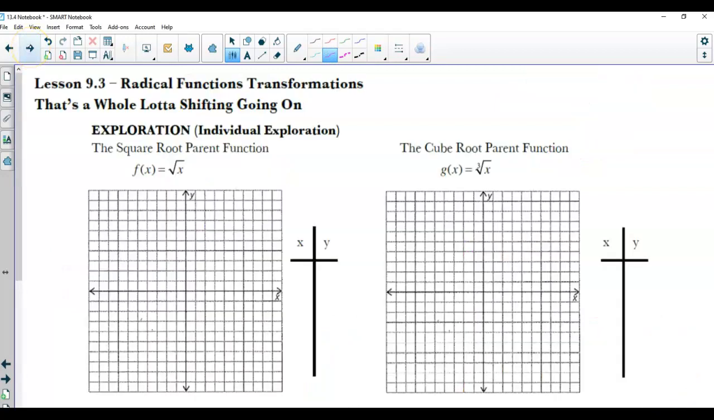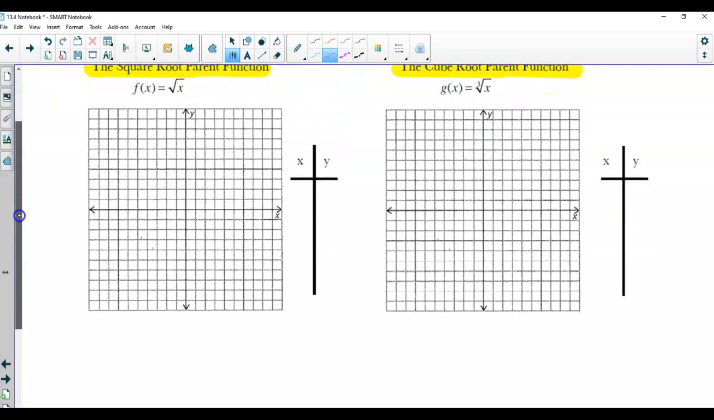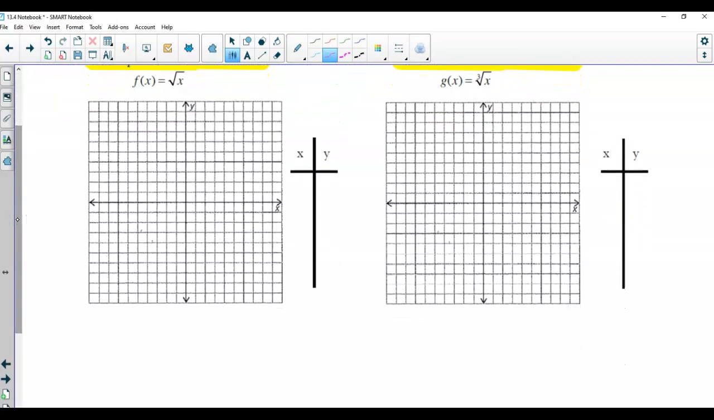So what we're going to do here, there's a whole lot of shifting going on. Bottom line, we're going to look at two new parent functions, the cubed root parent function and the square root parent function. These are the points we want our brain to see when we are going to graph any of these cubed roots or square roots. And because this is a square root, I can only put positive numbers in for x. And if I put in a 0, I get out a 0. And there's my starting point.